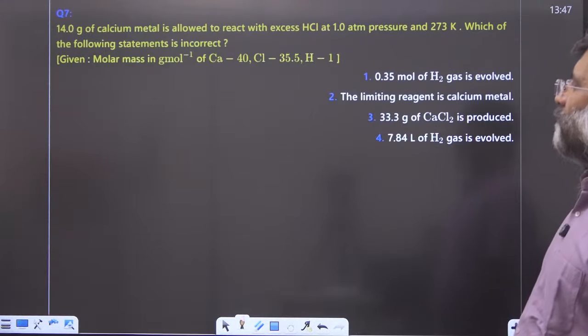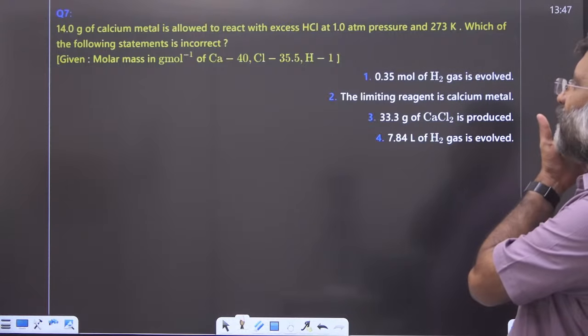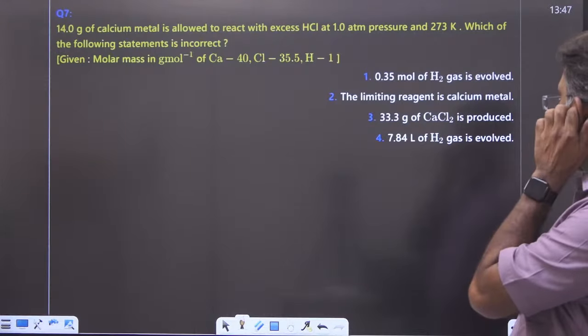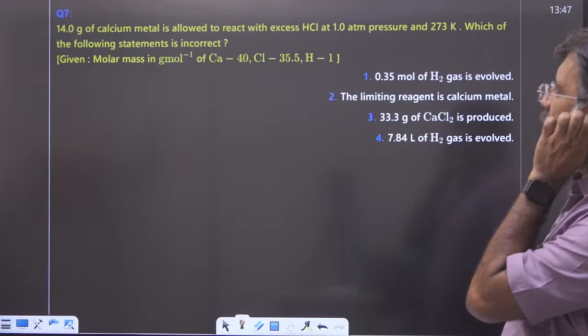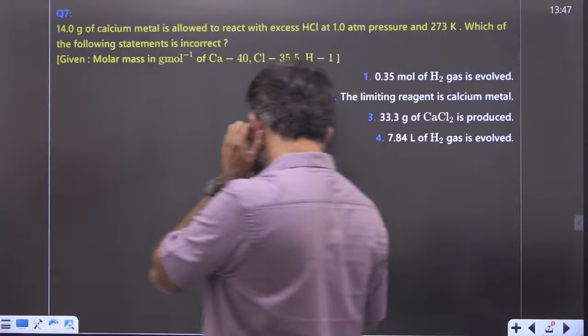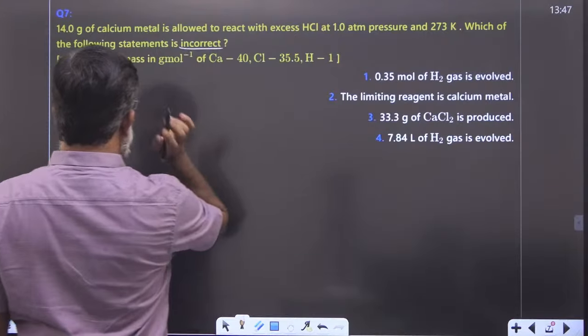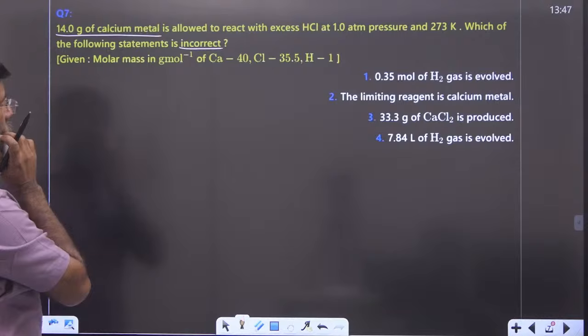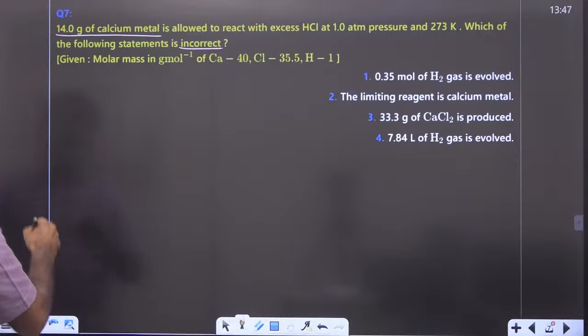14 gram calcium metal is allowed to react with excess HCl at 1 atm pressure, 273 Kelvin. Which of the following statements is incorrect? That is the question. 14 gram calcium metal is allowed to react with excess HCl.